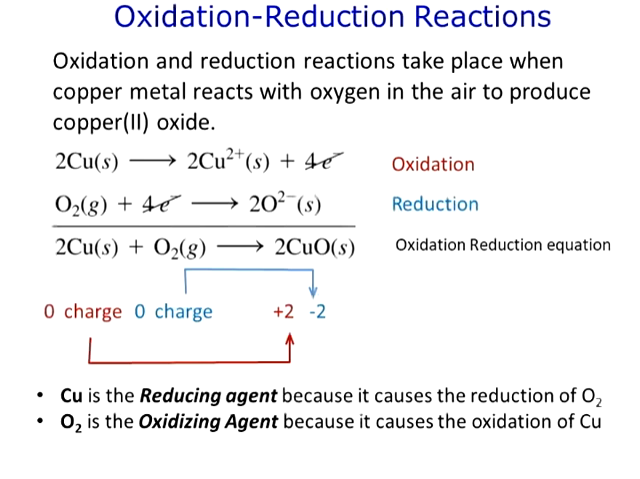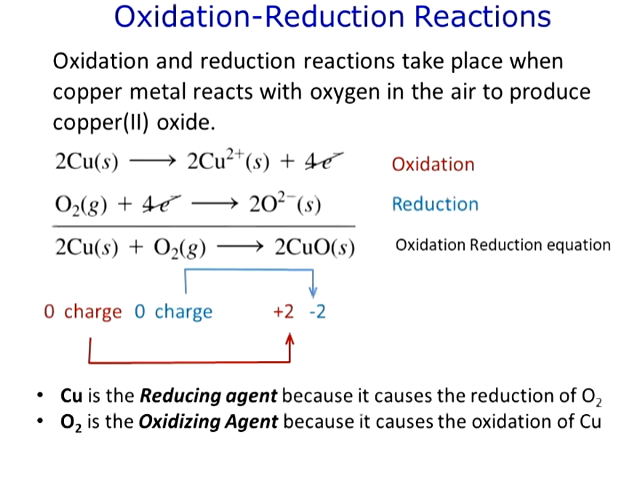It is copper 2 oxide because we use the transition metal rules for naming this. And in this case, copper has a plus 2 charge on it. And therefore, we denote it with a Roman numeral. So, we went from 0 charge on the copper to a plus 2 charge on the copper. We went from a 0 charge on oxygen to minus 2 charge on it. Now, when we carry out this process, copper is the reducing agent because it causes the reduction of oxygen.